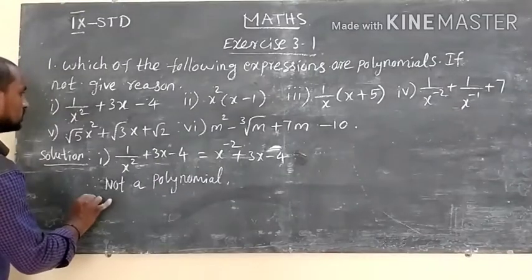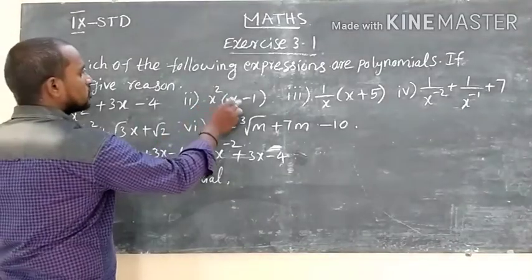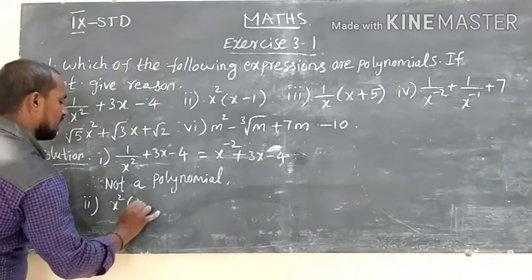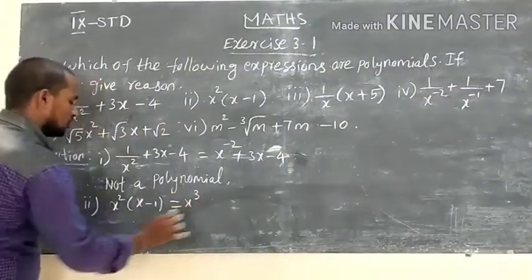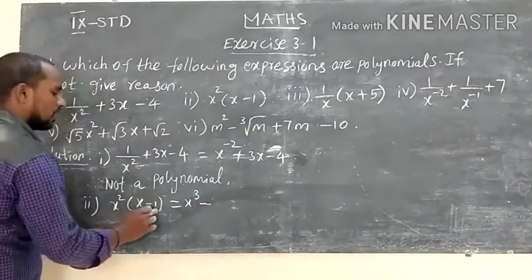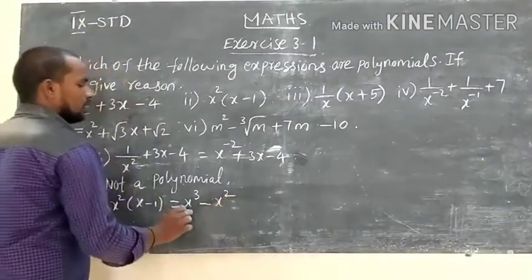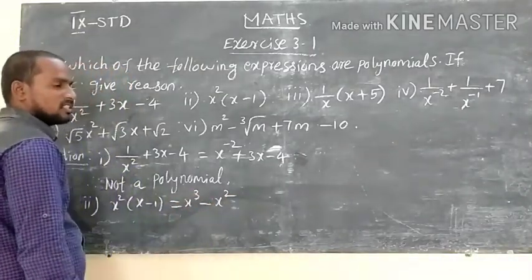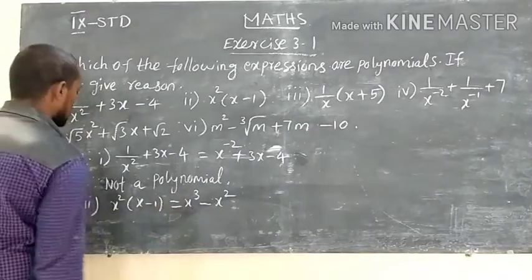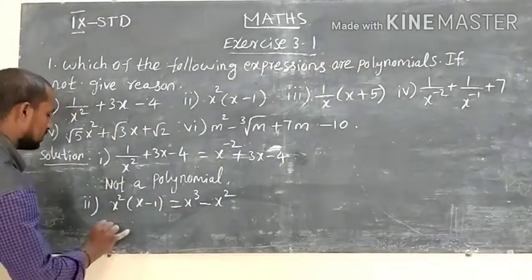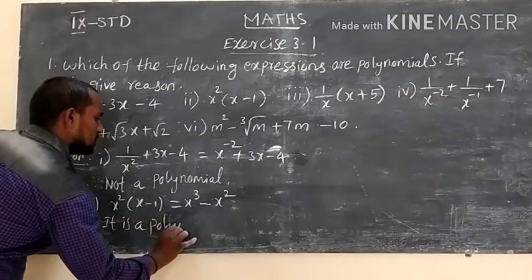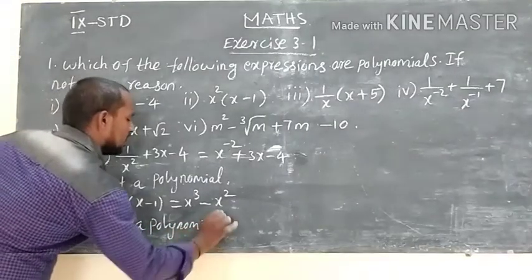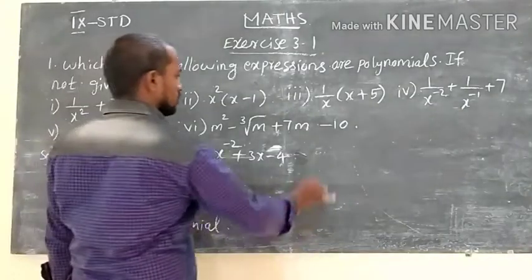The second question. This is x square, x minus 1. So multiplying inside, x square into x cubed plus x squared into minus 1, minus x squared. Comparing both, the powers are positive exponents. So yes, this is a polynomial. That's all.